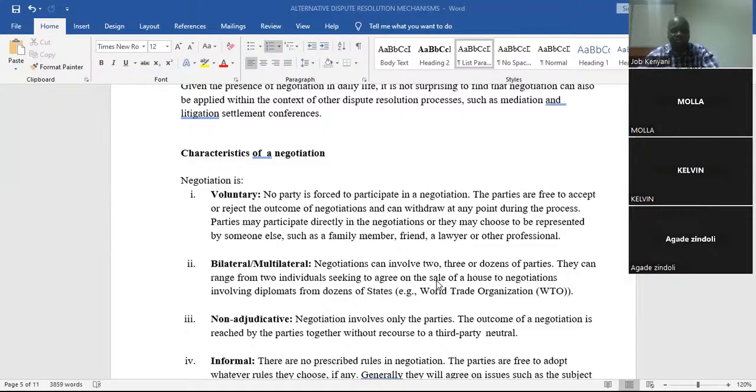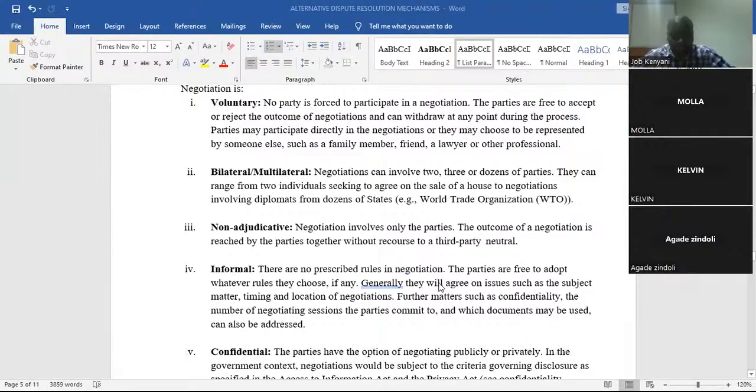Bilateral and multilateral. Negotiations can involve 2, 3, or dozens of parties. They can range from 2 individuals seeking to agree on the sale of a house to negotiations involving diplomats from dozens of states or countries. For example, the WTO.